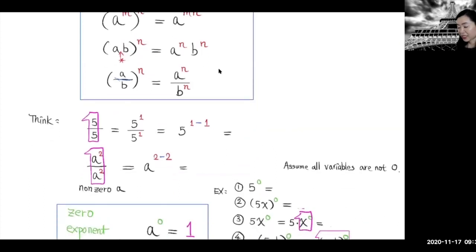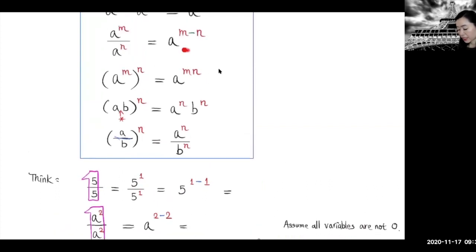Let's discover another rule. We know that 5 divided by 5 is 1, but we can write it as 5 to the first power over 5 to the first power. According to the quotient rule, when they divide and have the same base, we keep the base and subtract the exponents. So 1 subtract 1.